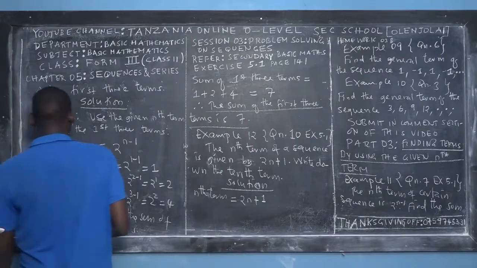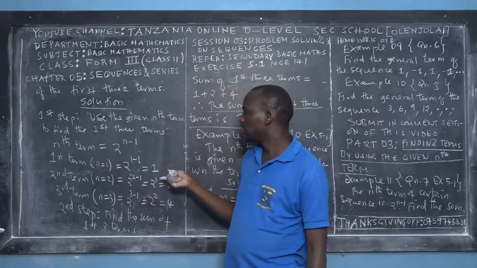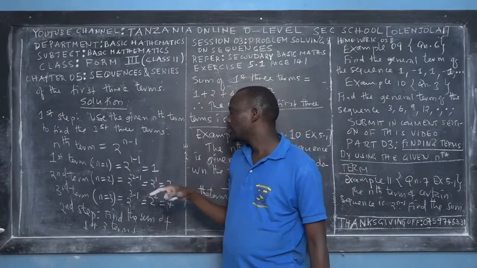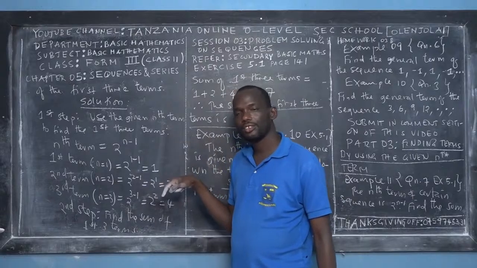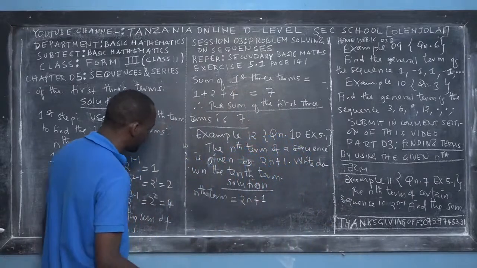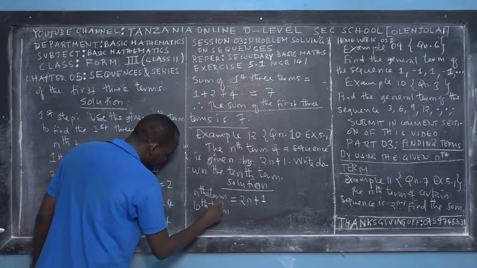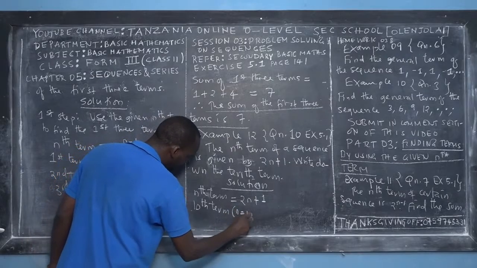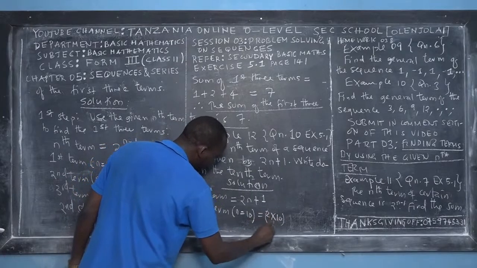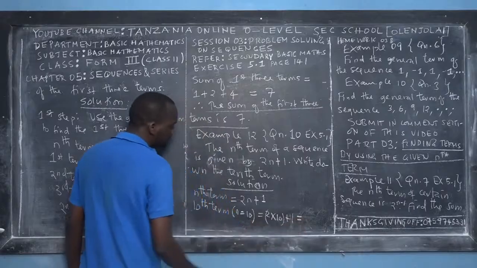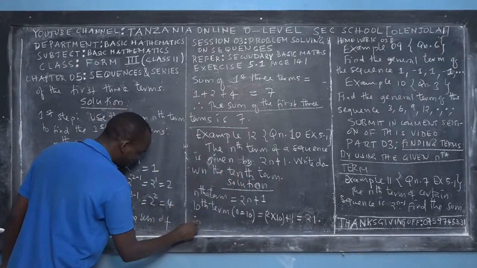Right? As I told you in example 11, the position of the term has the same value as n. So the 10th term, we have to substitute n equal to 10. Then that's all. In the given formula, we have 2 times n, which is 10, plus 1. The answer is 2 times 10, which is 20, plus 1 is what? 21. Then you're done.